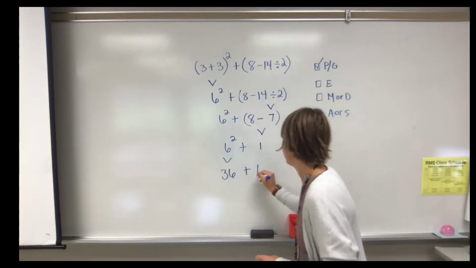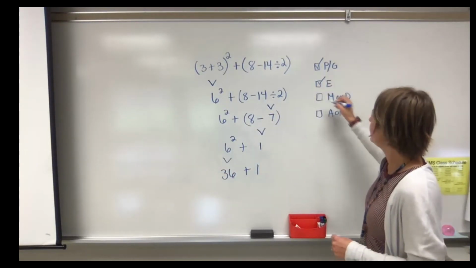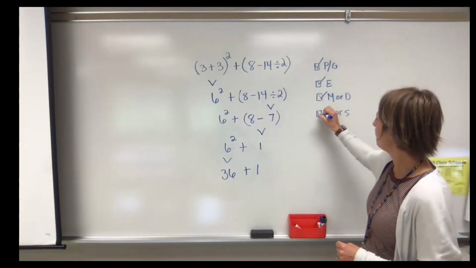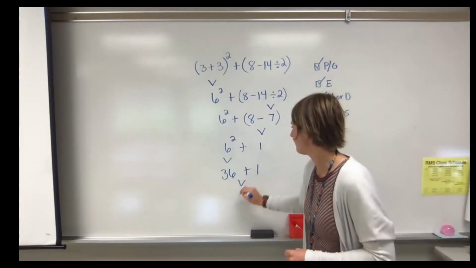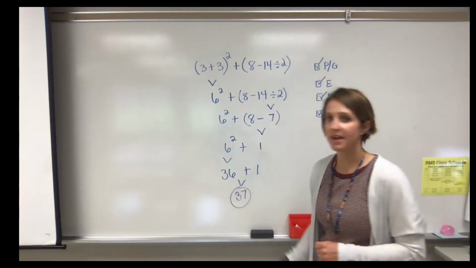Filling in everything that I haven't done, I can check off E, I can check off this, and I only have 1 operator left, so I'm going to check that off. I get 37.